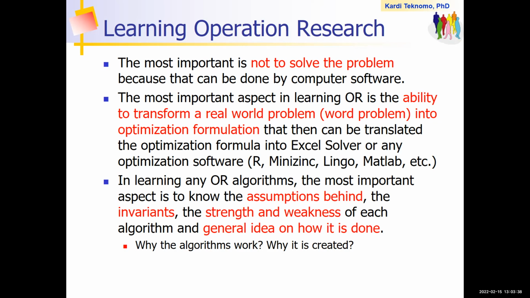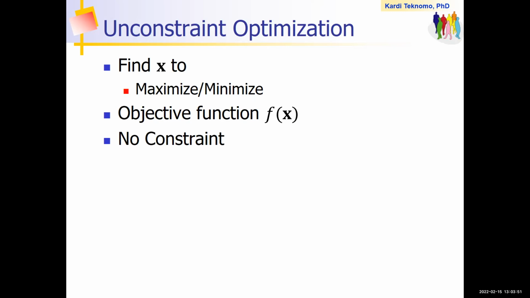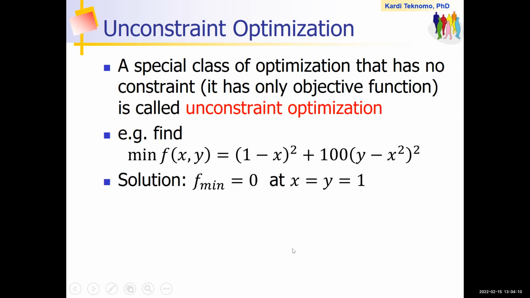And then what is the strength and weakness of each algorithm, and you just get the general idea on how it is done. So why the algorithm works and why it was created and so on. Okay. So this morning we discussed unconstrained and constrained optimization, right? Unconstrained means you only have the objective function, either maximize or minimize, without constraint. Yeah? So now this is an example of optimization without constraint.